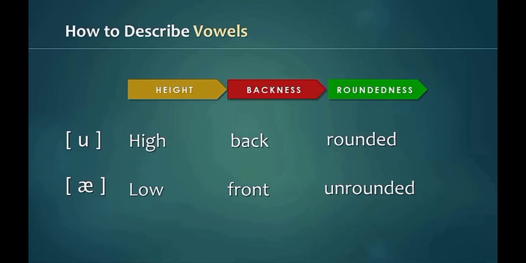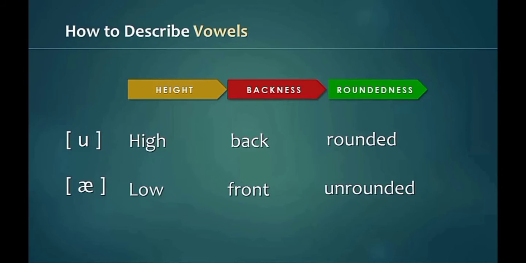Just like with consonants, there is a specific order that linguists use when describing vowel sounds. It is height, then backness, then roundedness. For example, U is a high back rounded vowel, and I is a low front rounded vowel.